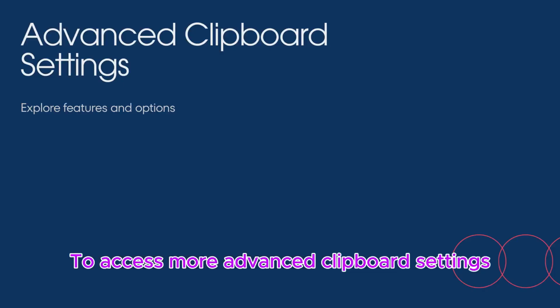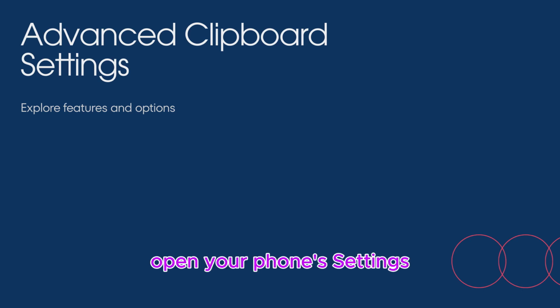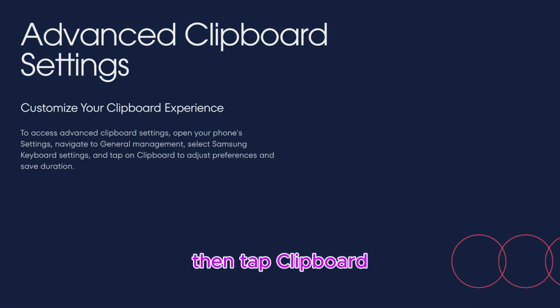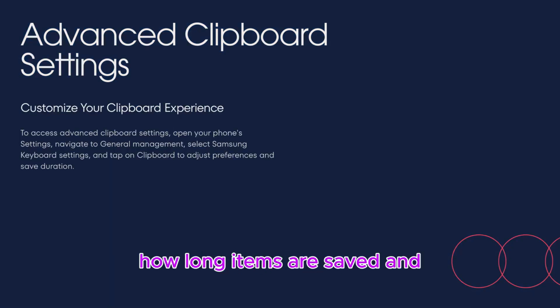To access more advanced clipboard settings, open your phone's settings, go to General Management, tap Samsung Keyboard Settings, then tap Clipboard. Here you can adjust how long items are saved and toggle the clipboard on or off.